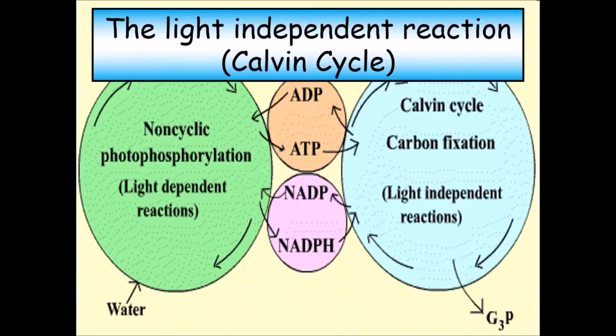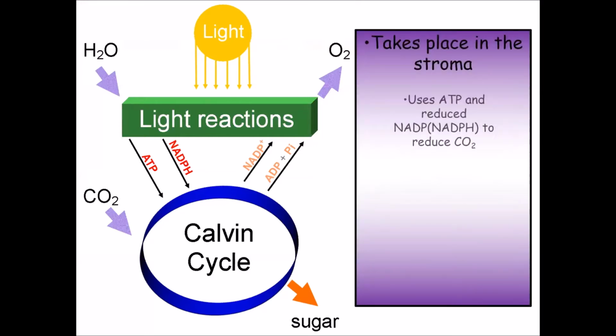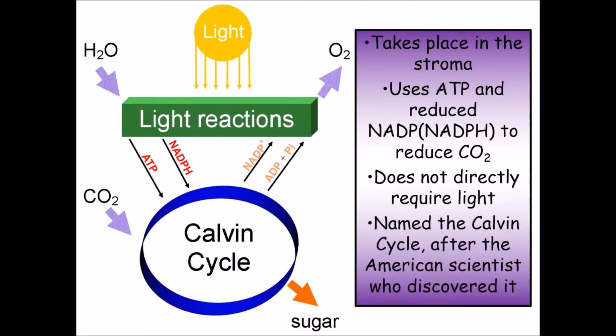It's named after Melvin Calvin, who was an American scientist who actually discovered the cycle. He did a very famous experiment, the lollipop experiment. It all takes place in the stroma, and what happens is that ATP and reduced NADP is used to reduce carbon dioxide into sugar or glucose. It does not require light, so that's why it's the light independent reaction. And as I said, it was the American that discovered it, and he put his name to the cycle.